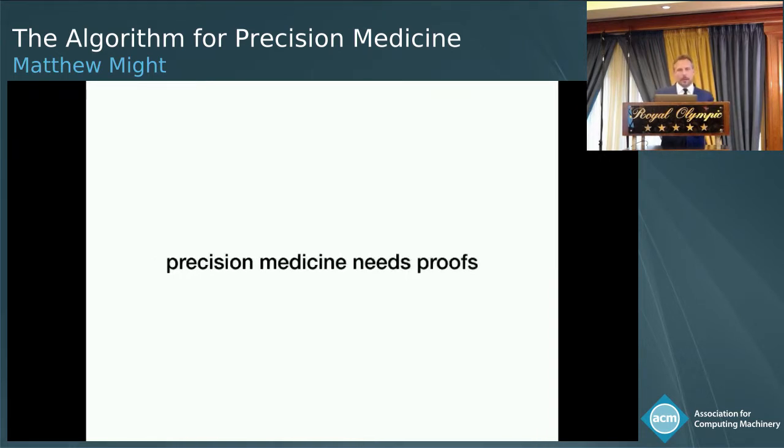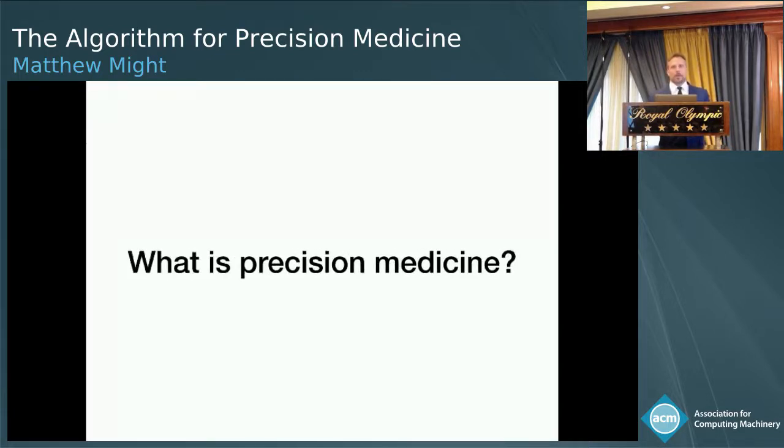Then I'm going to make a novel claim I don't typically make, but which I've been realizing lately in practice: precision medicine needs proofs. The reason for that is that if you want to convince a physician to do something, you need to give them a reason to do it. And proofs are actually a great vehicle for convincing people.